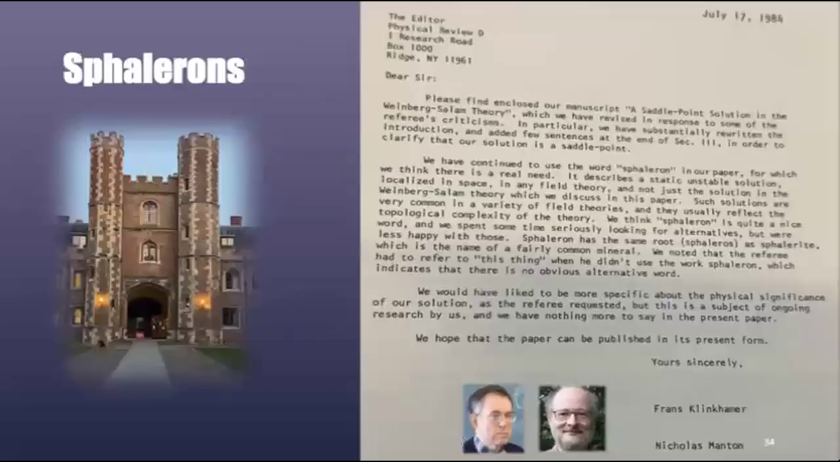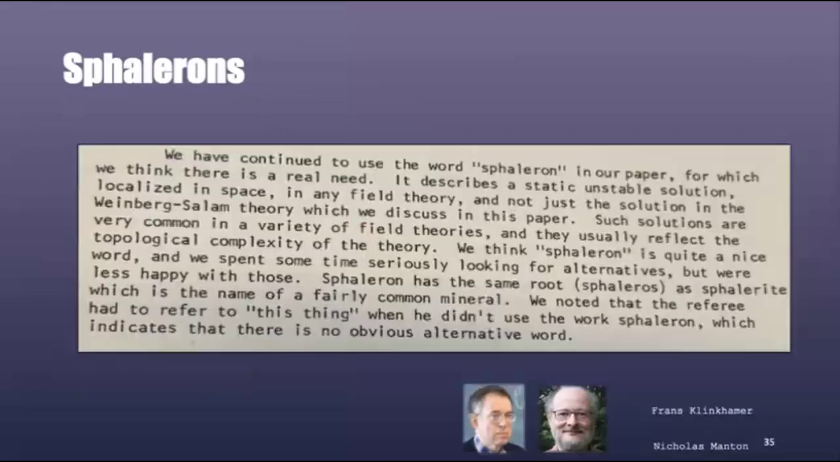So before I dive into the physics, I want to briefly talk about sphalerons. I gave this talk at Cambridge actually, and I was lucky enough to run into Nicholas Manton, who discovered the sphalerons together with Frans Klinkhamer in 1984. And he showed me the original correspondence that they got from the journal back then. I'll highlight here the part that I thought was the most relevant. I'll give you a second to read it. I thought it was very interesting. Apparently there was some pushback to calling it sphaleron.